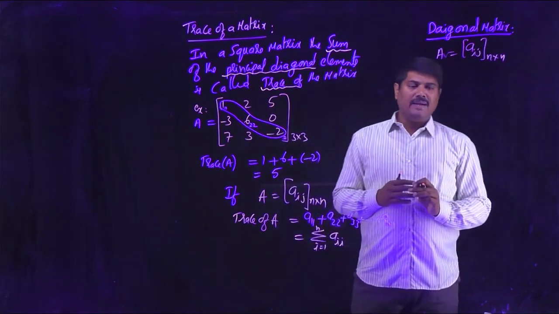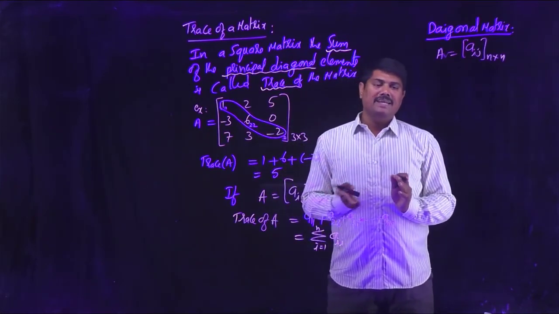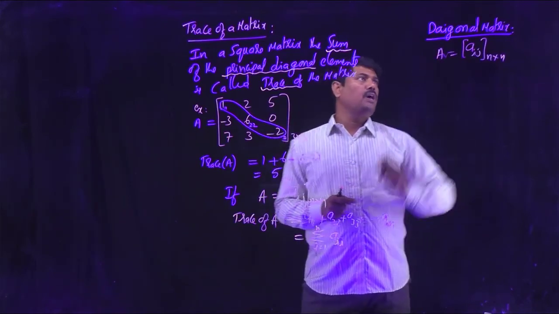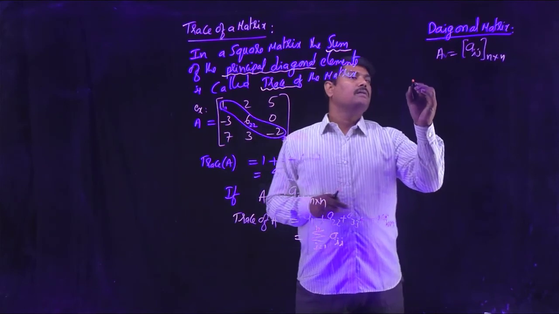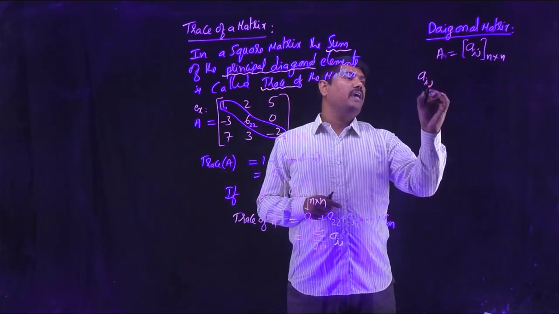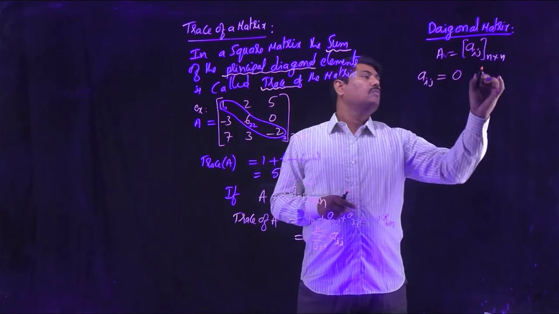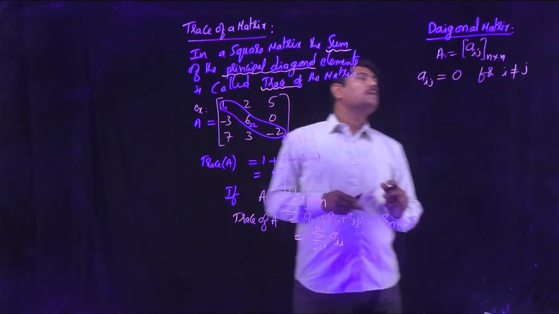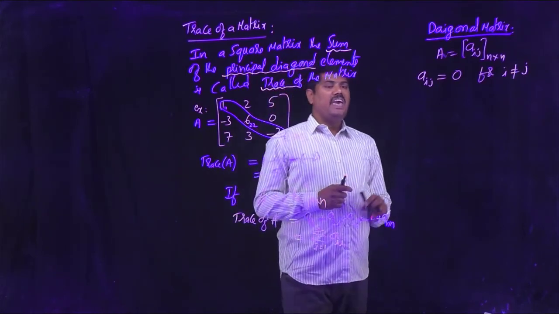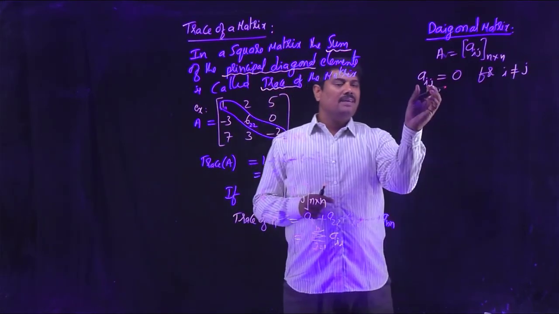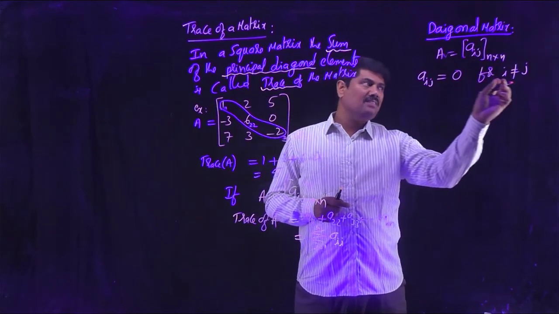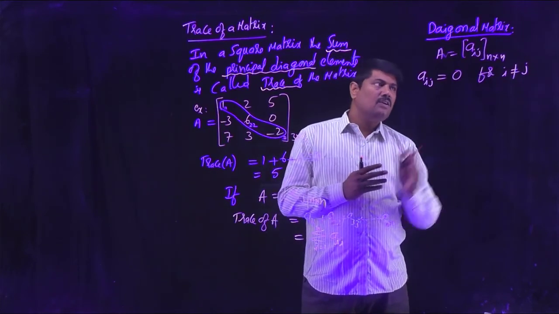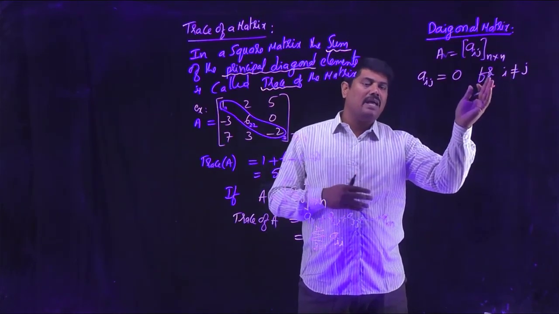Now we have different examples, different elements, positions, diagonal elements and non-diagonal elements. The definition of a diagonal matrix is: Aij is equal to 0 for i not equal to j. Treat Aij as an element. The element is 0 when i not equal to j, that means row number and column number are different. We call those elements non-diagonal elements.